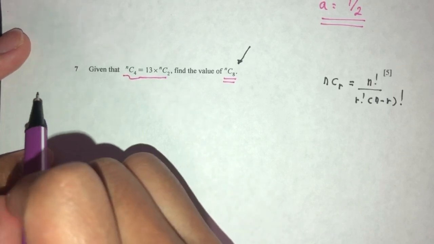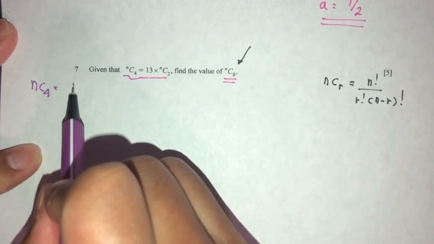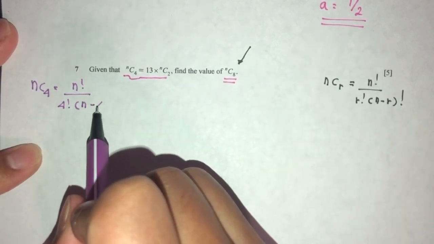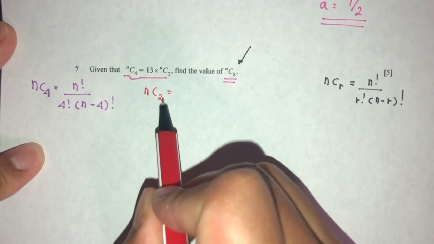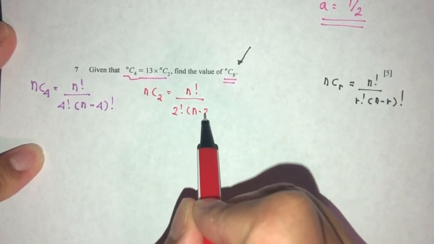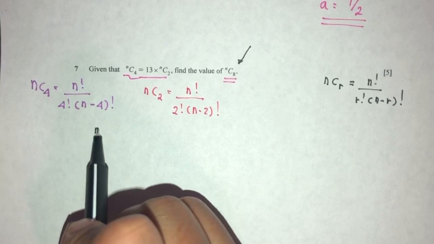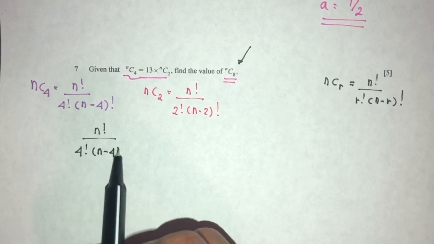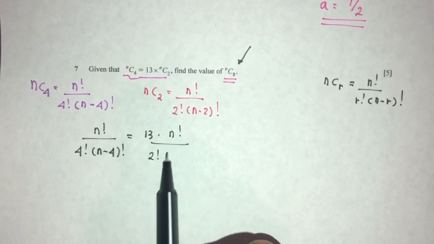Now here we have n choose 4. What is that? By comparison, n is n, r is 4 here. Now it becomes n factorial over 4 factorial times n minus 4 factorial. How about this one? n choose 2. r is the value of 2. So again, one more time, you have n factorial over 2 factorial, and then we have n minus 2 factorial. Now replace back in the main equation, you will have n factorial over 4 factorial n minus 4 factorial is equal to 13 times n factorial over 2 factorial n minus 2 factorial.